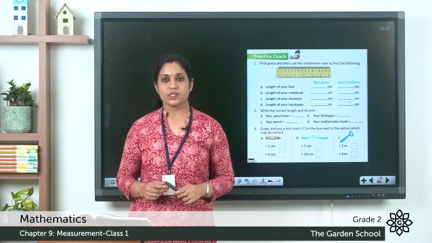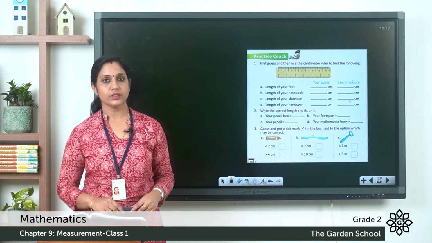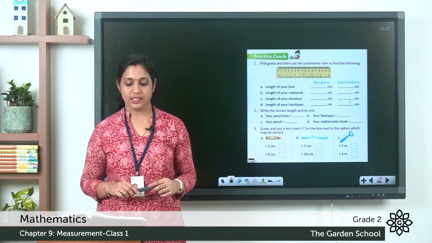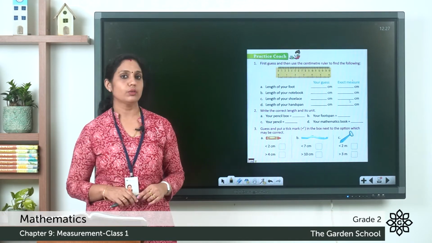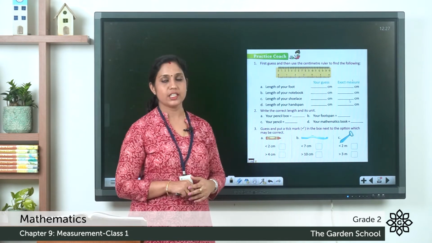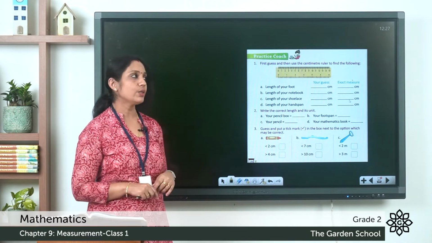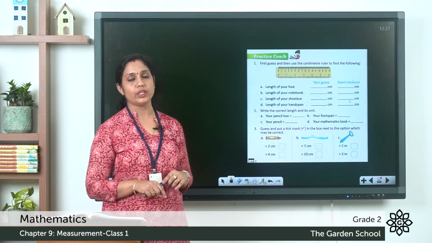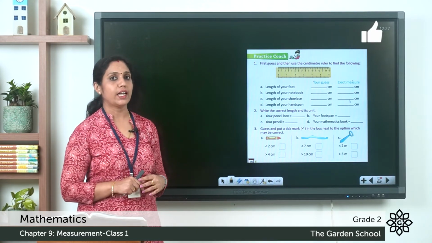Now you have practice, page number 130. First, guess and then use the centimeter ruler to find the following. The centimeter ruler has 0 to 15 centimeters, so it's 15 centimeters long. So first you have to guess and then use the ruler to find out the correct length.